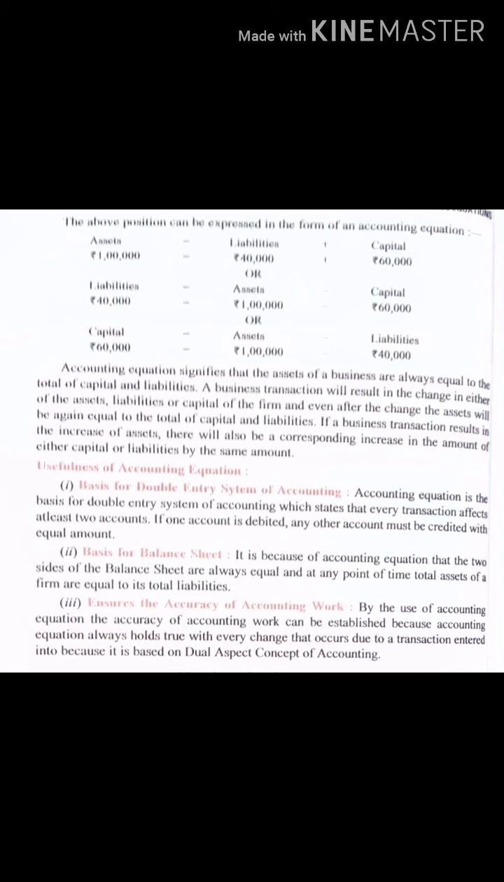Okay? Next is ensures the accuracy of accounting work. Now, by the use of the accounting equation, the accuracy of accounting work can be established because the accounting equation always holds true with every change that occurs due to a transaction entered into the business, because it is based on the dual aspect of accounting. Now that is dual aspect that you know very well, two aspects. So it shows the accuracy of the business.